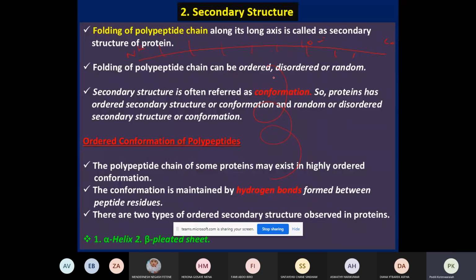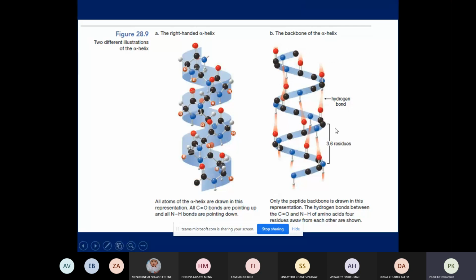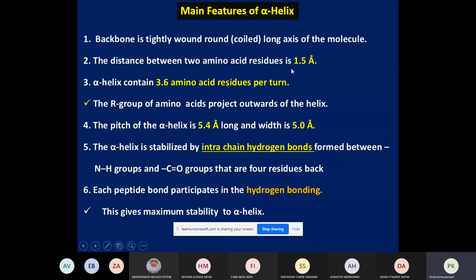And if the polypeptide chain folds in an ordered fashion, then ordered secondary structures are formed. It is also known as the ordered conformation. If the polypeptide chain folds randomly, then random or disordered secondary structures are formed. And we have two ordered secondary structures. One is the alpha helix, and the second one is the beta pleated sheet. In the alpha helix, you can see here, this is the alpha helix, and it has certain characteristic features.